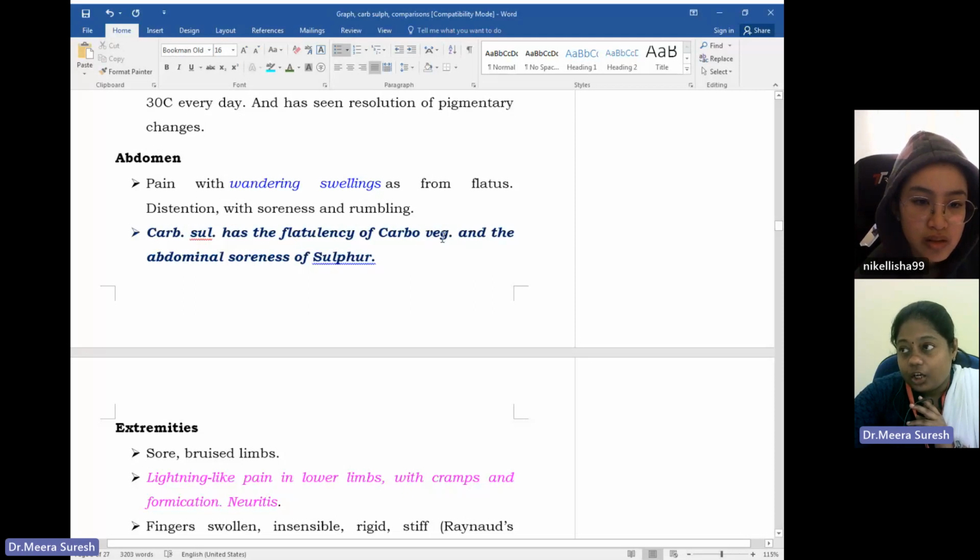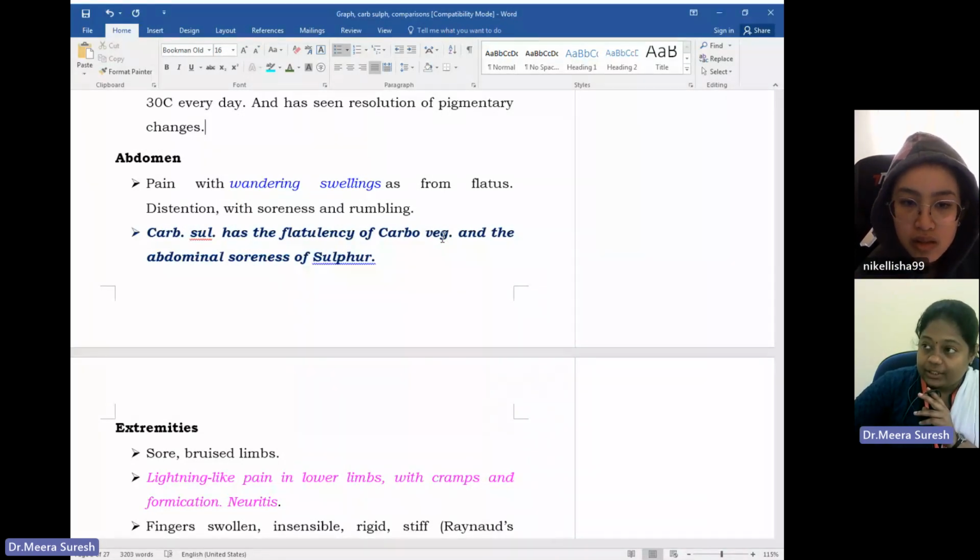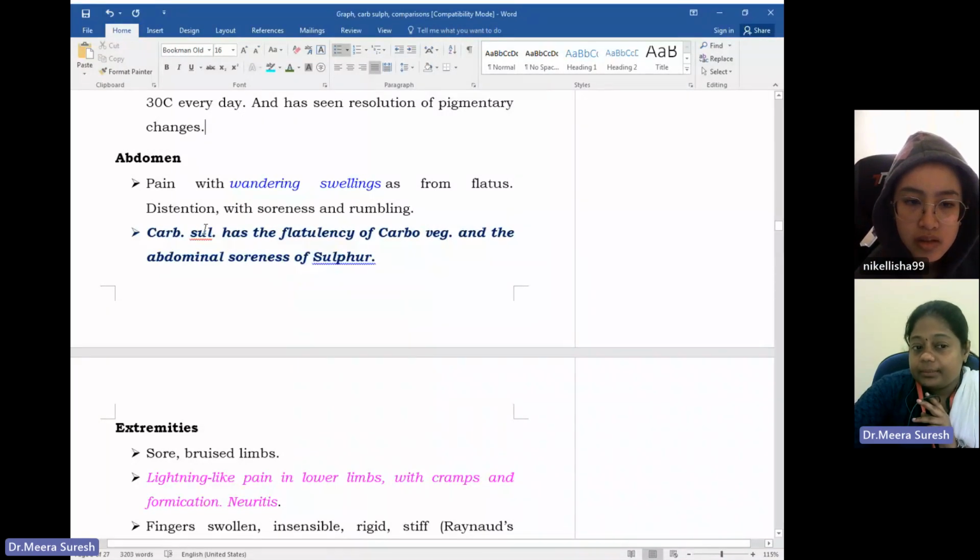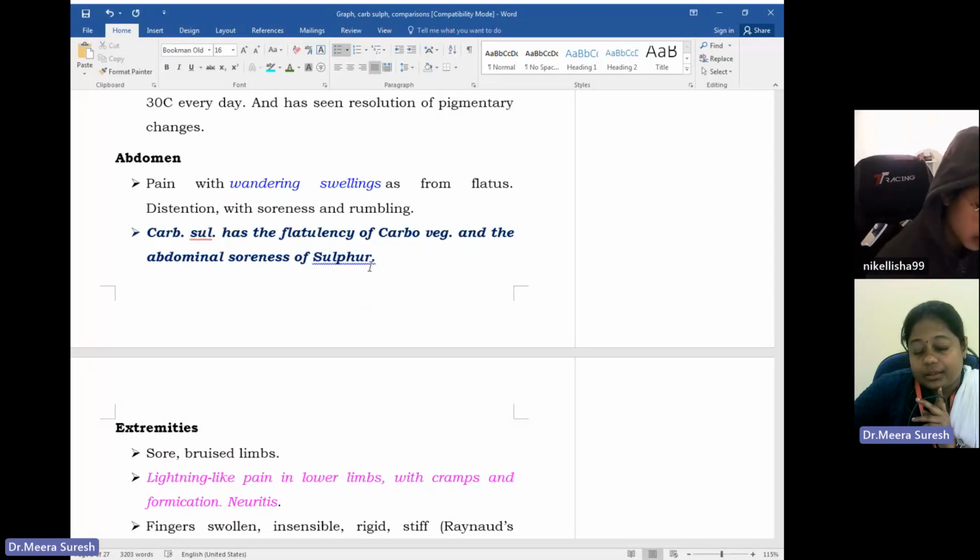So they have the flatulency of carbo veg, and in case of carbo veg, if you remember, it is the trio of flatulence, and it is in the upper abdomen. So carbonium sulfuratum, because of that carb constituent, they are having flatulency, and almost all the carb remedies are having action in the GIT. That carbon, it's a feature of carbonate. So they have flatulency and the abdominal soreness of sulfur. And sulfur, if you remember, they have venous congestions, and also especially the portal vein. So in sulfur, wherever there is a portal congestion, we could think about this.